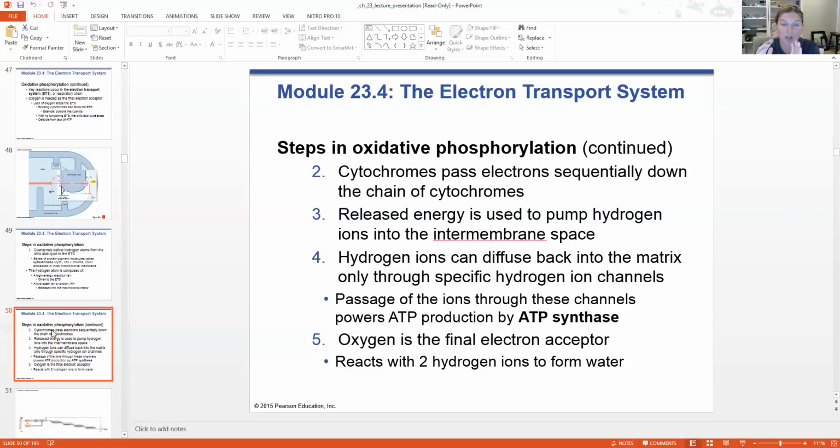These ion channels are called ATP synthase. They're special enzymes which create ATP. Oxygen is there waiting in the wings to create water as the final product.